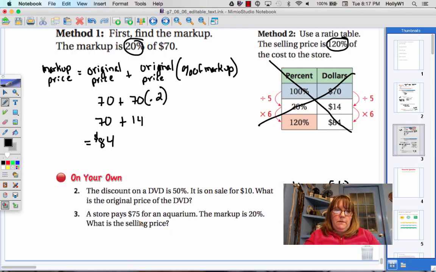So if a store pays $75 for an aquarium and the markup is 20%, what is the selling price? Well, it is 75 plus 75 times the markup percent, which is 0.2. And that will give us 75 times 0.2 gives me $15. So 75 plus 15 gives me $90. So the aquarium would be $90.